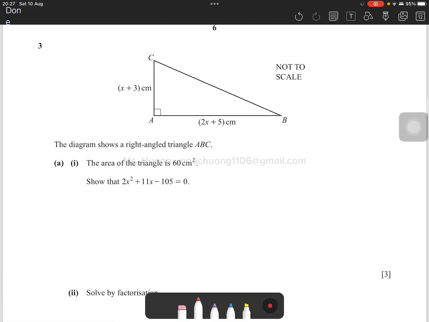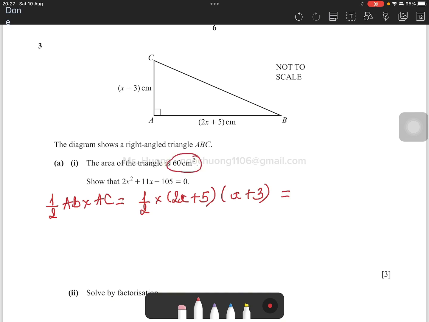Question 3. The diagram shows a right-angled triangle ABC. The area of the triangle is 60 square centimeters. You know the formula for the area of the triangle is 1/2 of base times the height. In this case, AB is 2x plus 5 and AC is x plus 3, and the area of this triangle is 60 square centimeters.